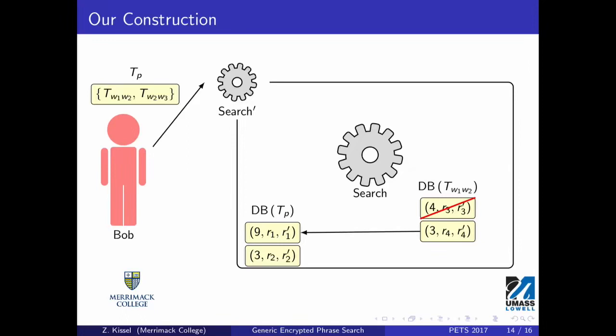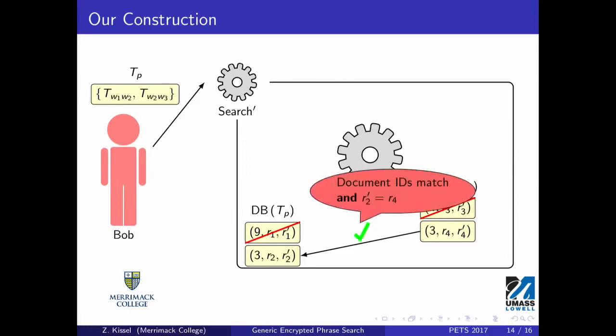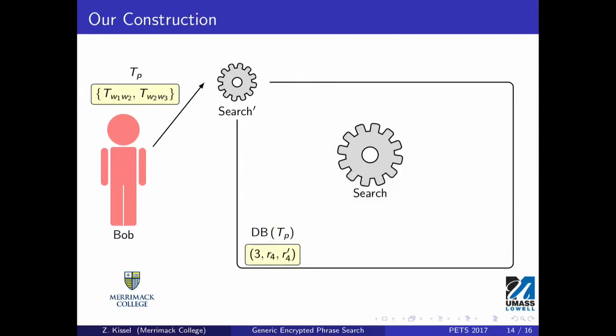We then look at 3. This is the last element of the last token. So when we compare 3 to 9, 9 doesn't occur, so we get rid of 9. It can't occur in the phrase. We then look at 3. The document IDs match, and we'll also say that the location information matches, specifically R2 prime matches R4. So now we have our result of 3, which gets forwarded to Bob, and Bob can forward to Alice.